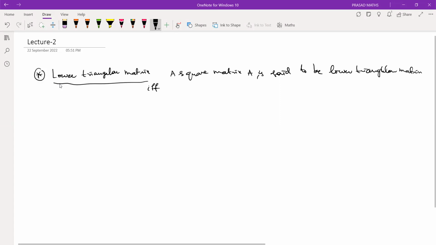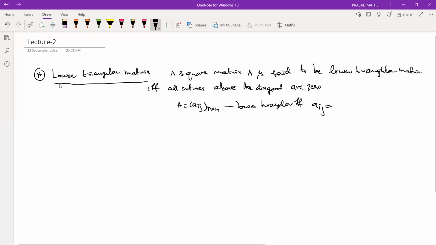What I mean by a lower triangle matrix is that all the entries above the principal diagonal are 0. That means if A is an n by n matrix, then A is lower triangular if and only if a_ij is 0 for i less than j. That means your matrix should be in this form.